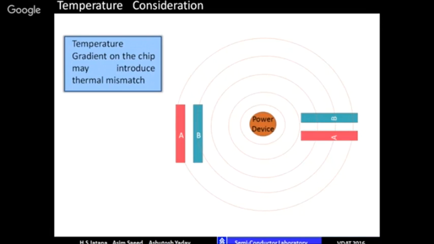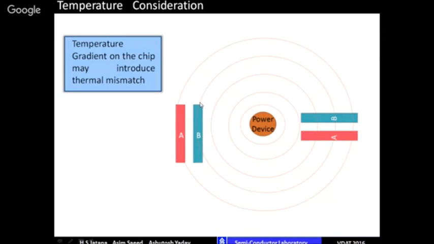Then you see in a circuit there may be some device which consumes a lot of power. So this is a power device. Now the thermal contours: this device is generating power, so these circles you are seeing are the thermal contours. Now for A and B resistors, alignment is also important. You are placing A and B like this, and you are placing A and B like this. So are they both equivalent, or which one is better?